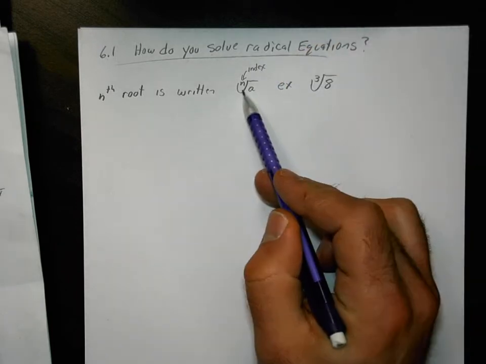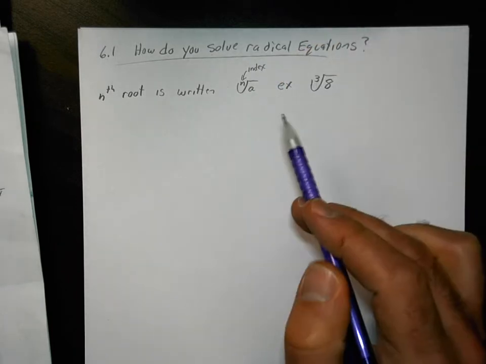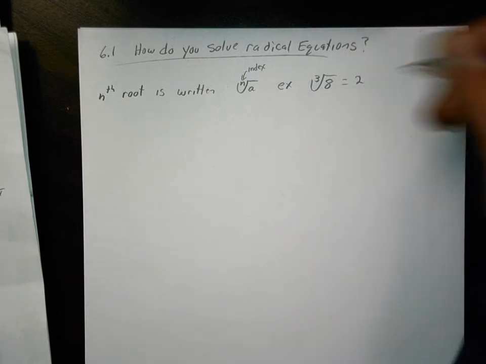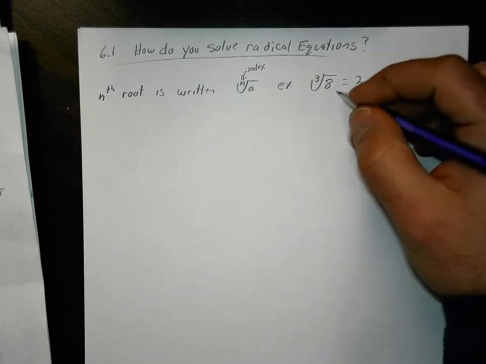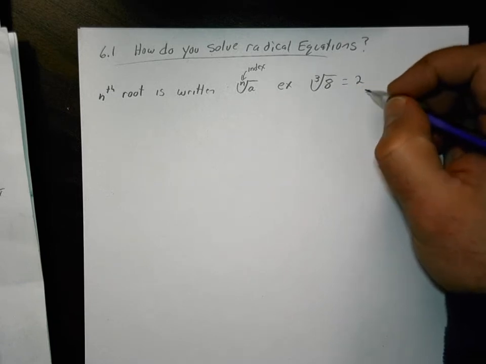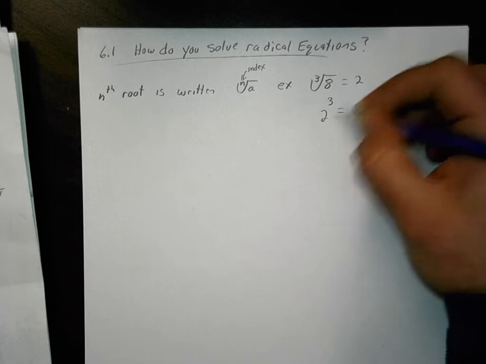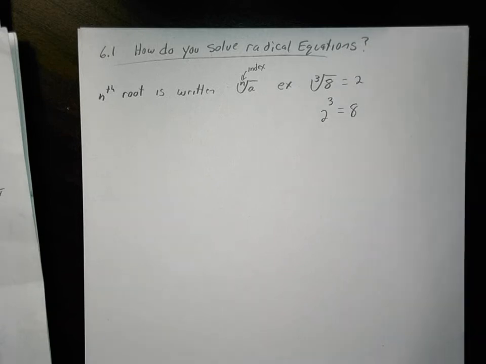Okay, so if I put a 3 there, it's a cube root of 8. The cube root of 8 is 2. And the reason it's 2 is because roots and powers are inverses of each other. So 2 to the cube, 2 cubed is 8. 2 times 2 times 2. So the cube root of 8 is 2.